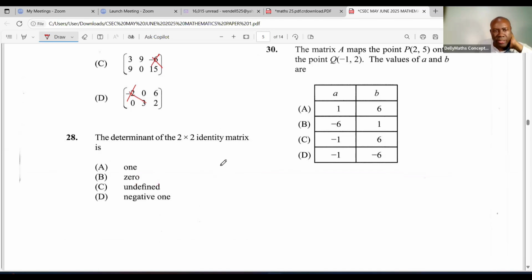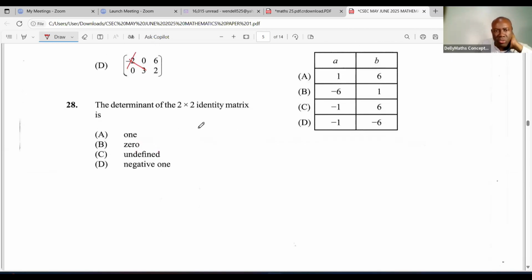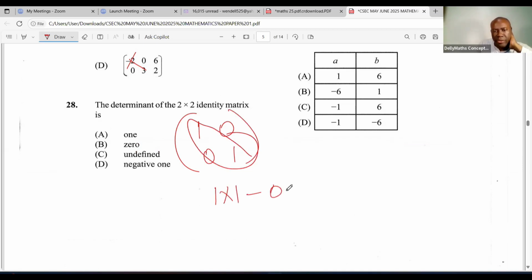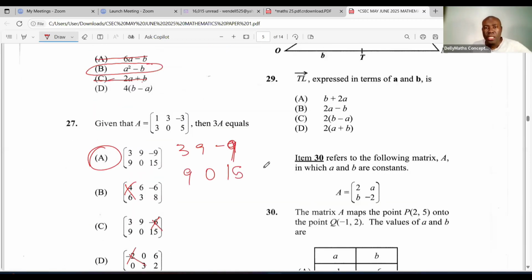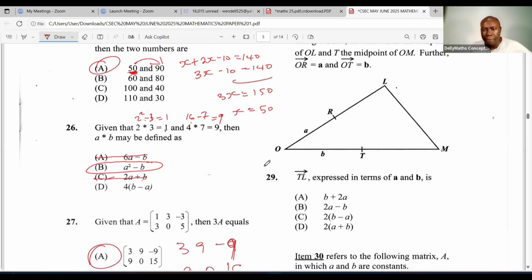The determinant of a 2 by 2 identity matrix is what? Well, we saw this question more than one time. Product of this, which is 1 times 1 minus 0 times 0, 1. So basically the determinant of an identity matrix is 1. Right? Let's go up to 29.